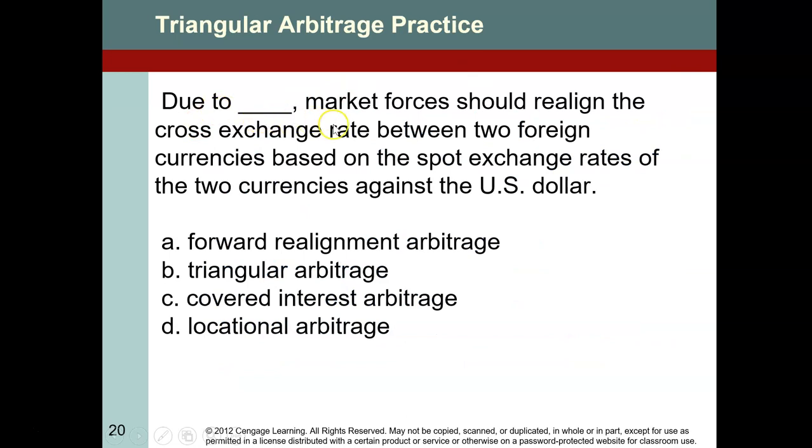Market forces should realign the cross exchange rate between two foreign currencies based on the spot exchange rates of the two currencies against the US dollar. So here we should choose triangular arbitrage. The cross exchange rate between two foreign currencies should be consistent with the spot exchange rates of the two currencies against the US dollar.